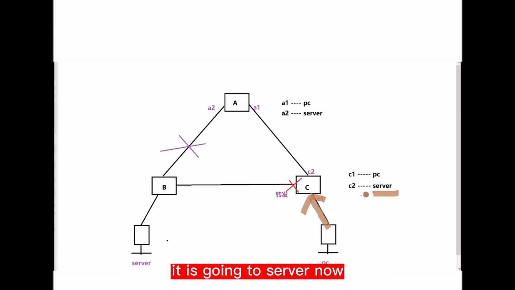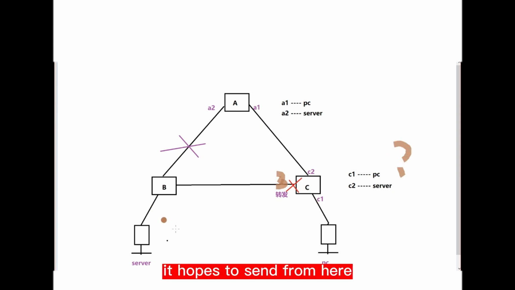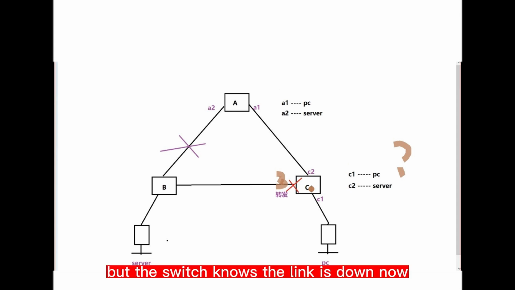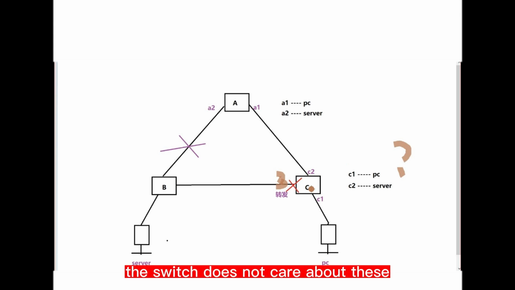It is going to the server now. The server corresponds to C2. It will only be sent from C2. If this interface is C3, it hopes to send from here because it forwarded. But the switch knows the link is down now. That is, the MAC address table in the switch does not care about these.